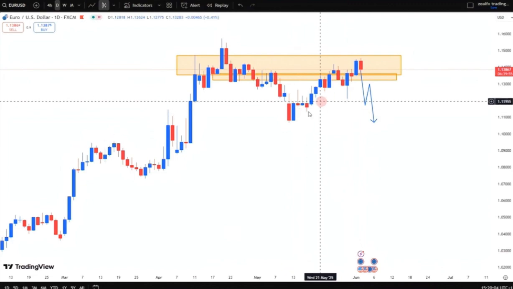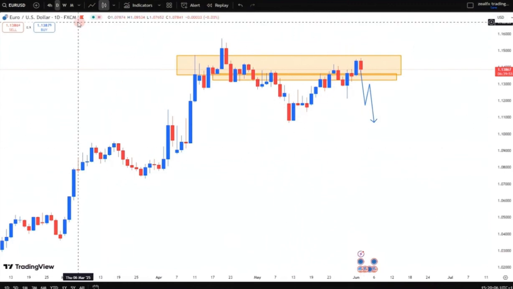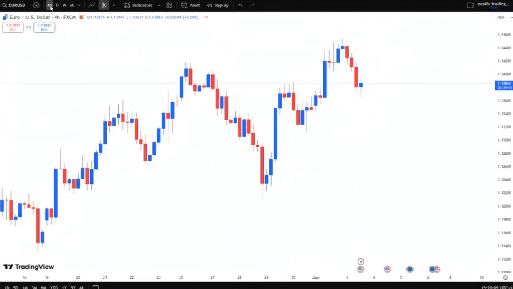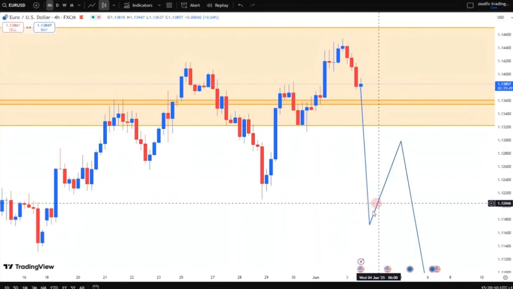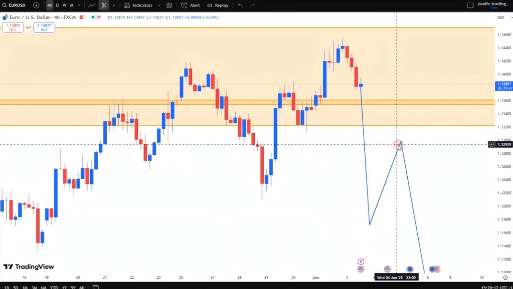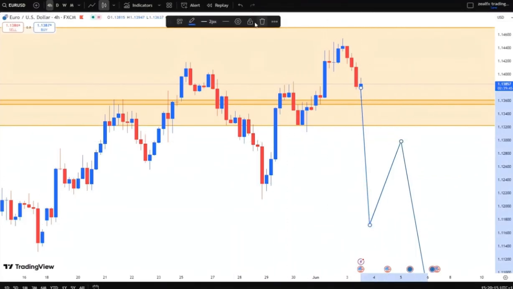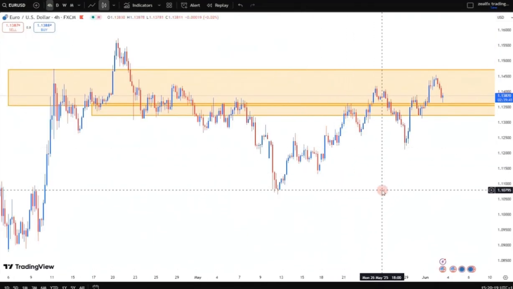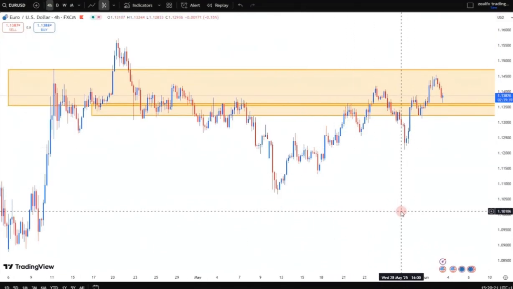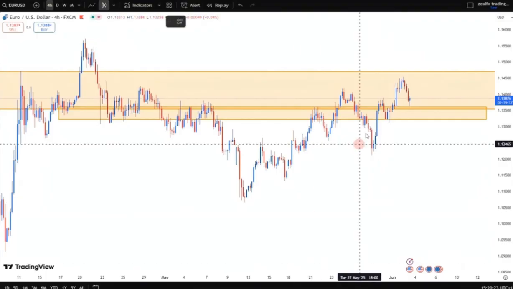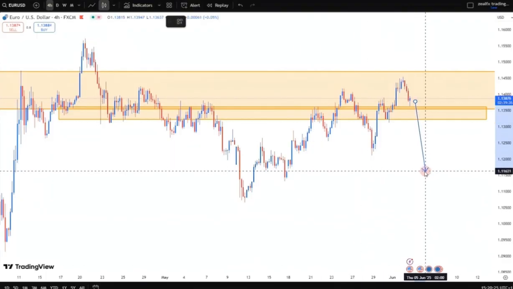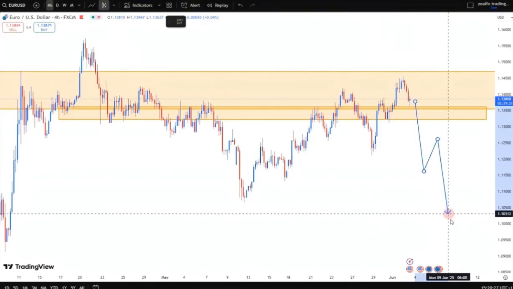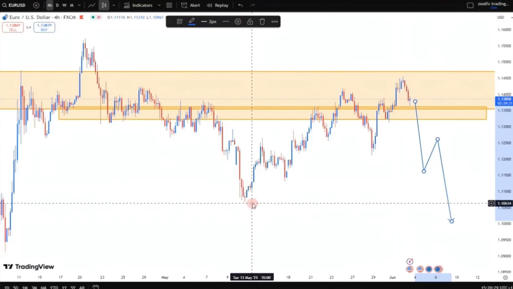But before we can make any decision on the Euro USD, let's look at the 4-hour chart. On the 4-hour chart, we have this uptrend structure. So we need the price to turn to a downtrend to look out for any possible selling opportunity for the Euro USD. So we need price to break down this level before any possible decision on the Euro USD.